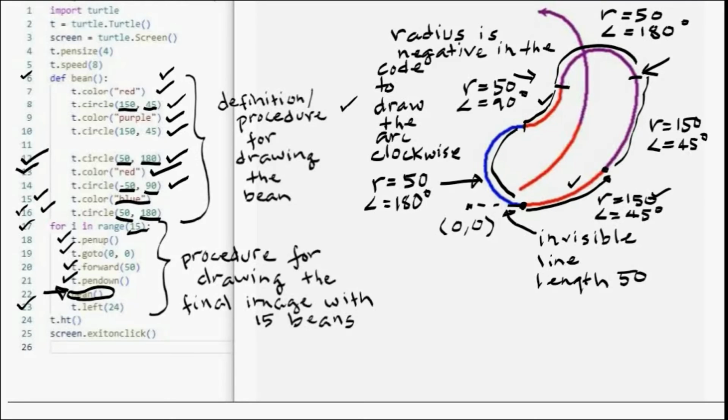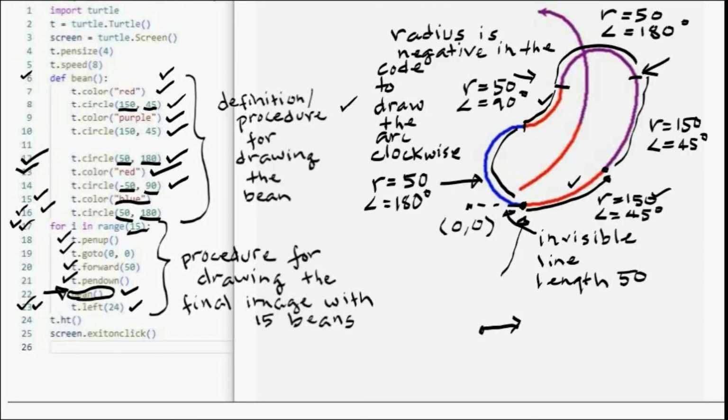Let's go down here. Remember, from number 17 up to 23, we have the procedure for drawing the final image with 15 beans. So after we have called in the function for the bean, after we have drawn one bean, I will turn the turtle 24 degrees to the left. How is that? Okay. The final position of the turtle is right here. Okay, let me draw here. The final position of the turtle is right here, like this.